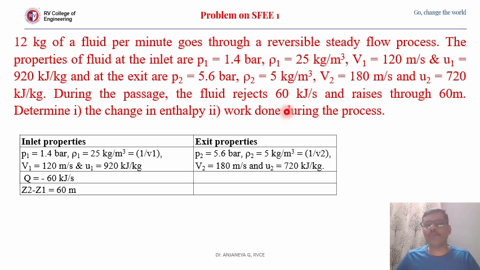Also in the problem it was mentioned that the fluid rises through 60 meter. Suppose the inlet is taken as reference and the outlet is 60 meter above, the difference of Z2 minus Z1 in the problem is 60 meters. So basically this 60 meter is nothing but the difference in elevation.